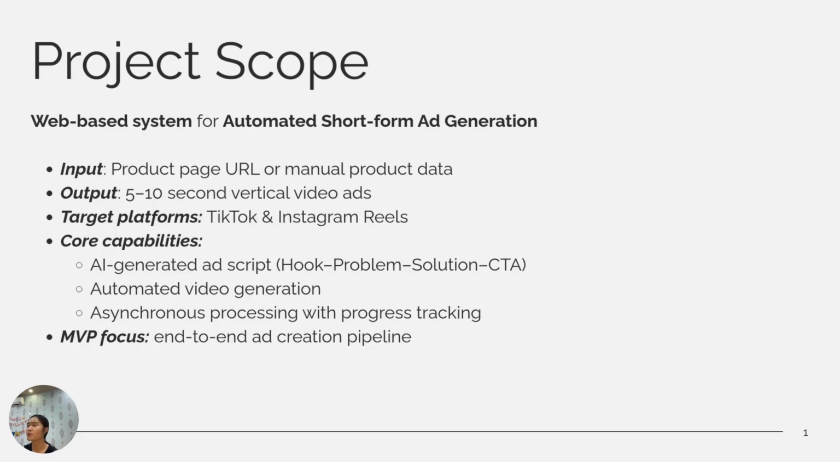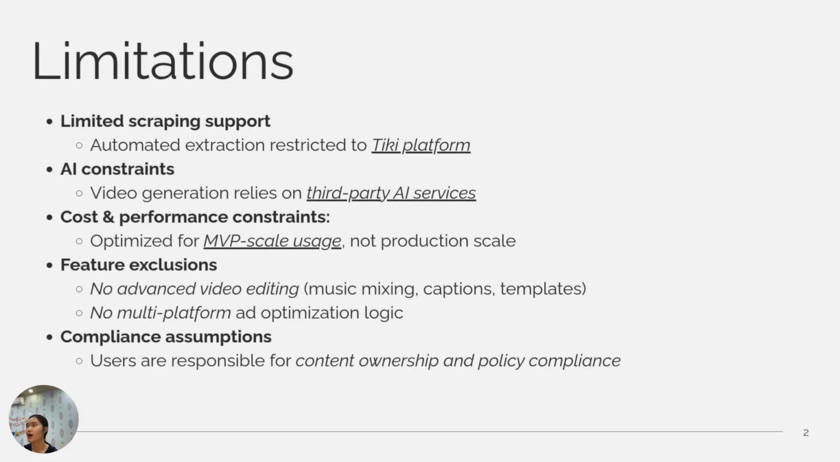Within the MVP scope, the system generates a structured advertisement script using AI, produces the final video automatically, and manages long-running generation tasks asynchronously with clear progress tracking. About the limitations, we have several.